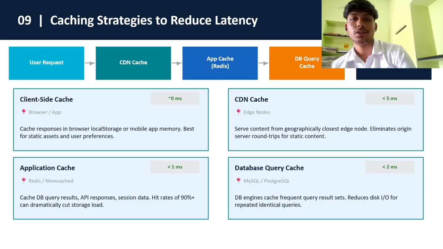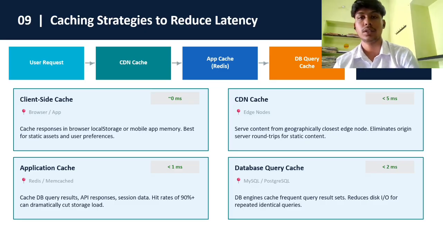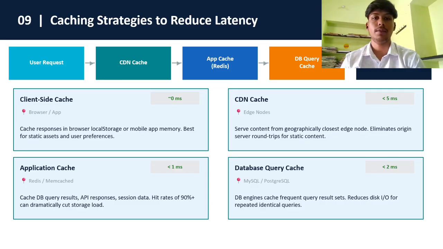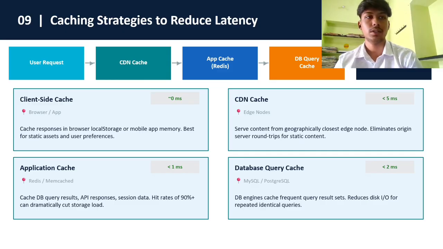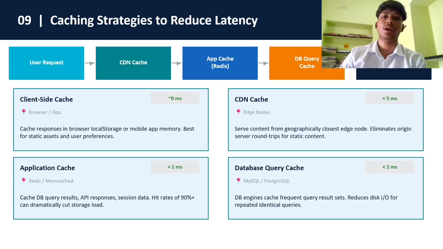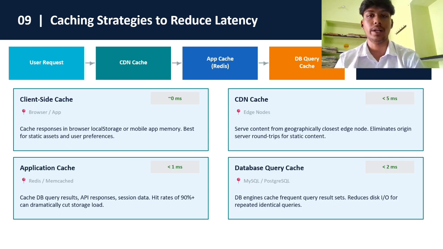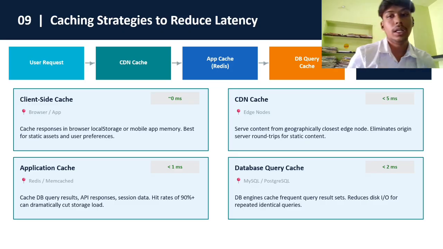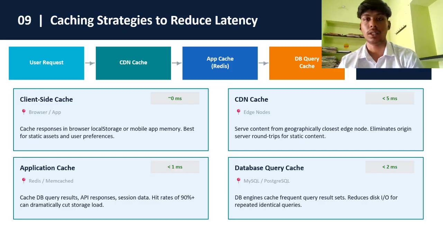Caching simply means storing a copy of data somewhere fast, so you don't have to go all the way back to slow storage every time. There are several layers of caching in a well-designed system. Client side cache: this is the cache in your browser or mobile app. When you visit a website for a second time and it loads faster, that's client side caching. Response time is nearly 0 milliseconds.